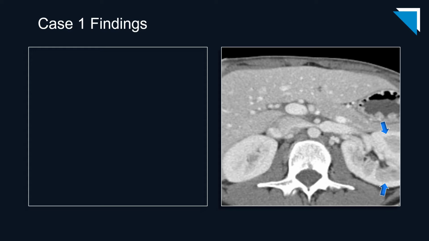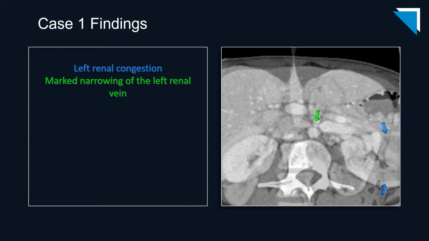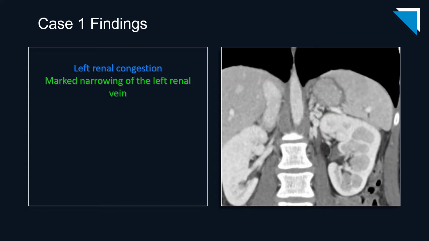It's fairly subtle, but the enhancement pattern of the left kidney suggests mild venous congestion. And there is marked focal narrowing of the left renal vein as it passes between the aorta and superior mesenteric artery. On the coronal images, we can appreciate some collateralization as a result.